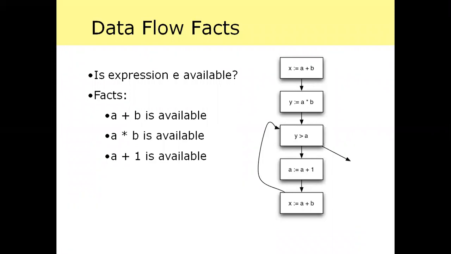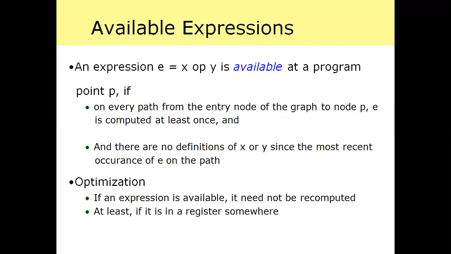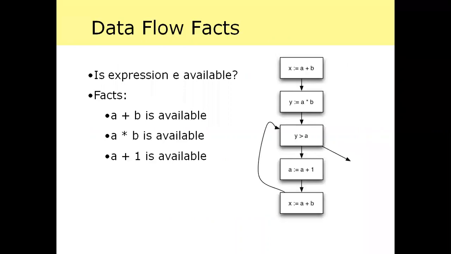See, x is equal to a plus b is there, y is equal to a into b is there, and y is greater than a, a is equal to a plus 1, x is equal to a plus b. And here I am having 5 blocks, right? In these 5 blocks, a plus b is available, a into b is available, a plus 1 is available. And how can I say that these 3 expressions are available? When these two conditions are satisfied, then I can say that these 3 expressions from the source code are available. Is it clear?